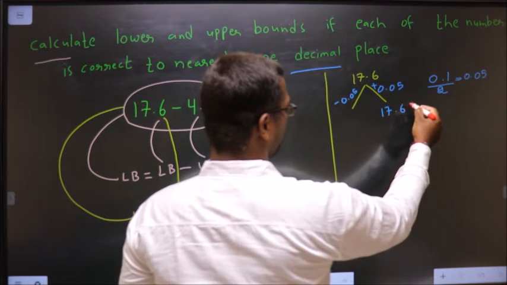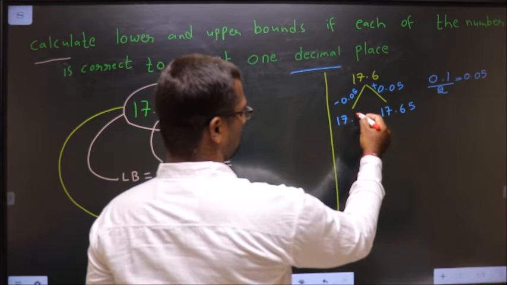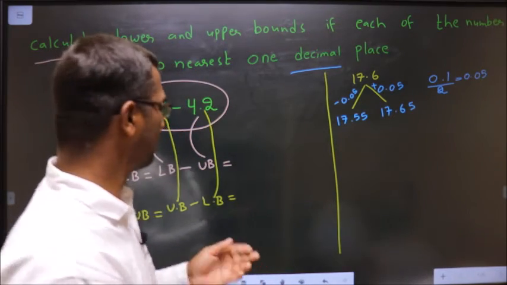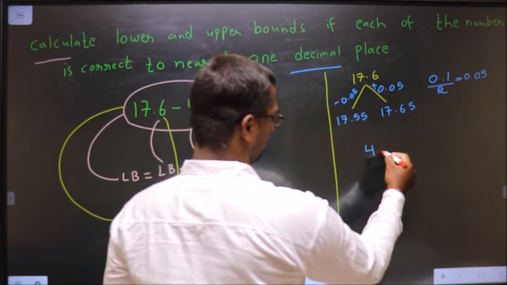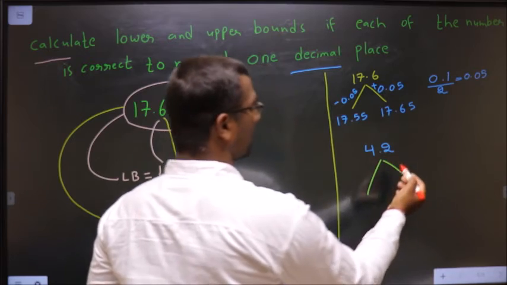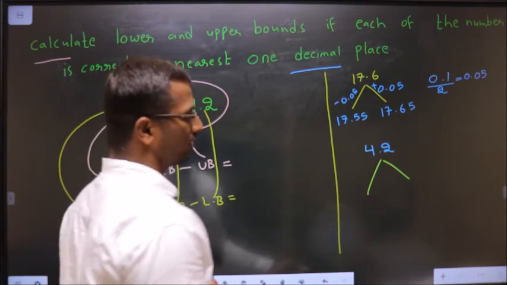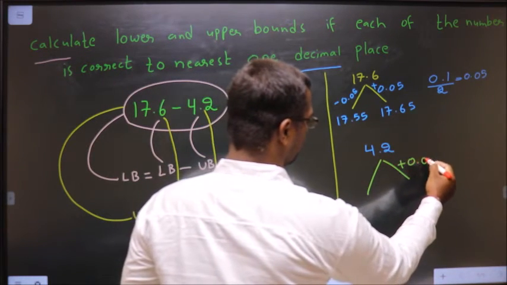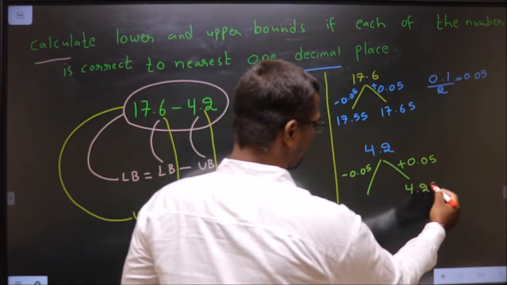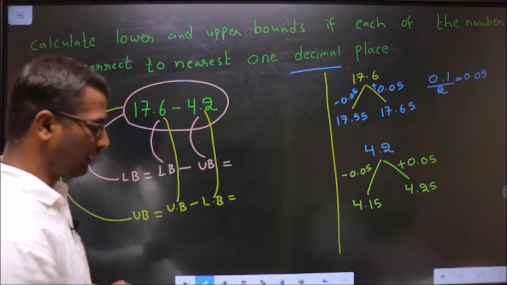So we get 17.65 and over here 17.55. Clear? Now the next number, 4.2. Even 4.2 is also nearest to one decimal place is 0.1. Half of that is 0.05. So that I should add and subtract. So when I add, I get 4.25. When I subtract, I get 4.15. Okay.